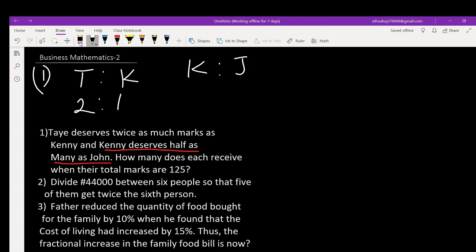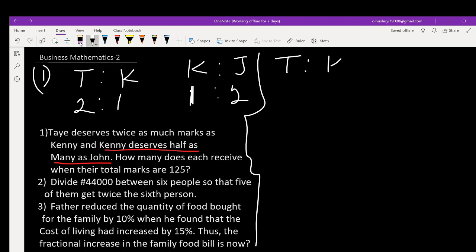So that will be 1 ratio 2. Or you can call it half ratio 1. Yes, it can go that way. Or 2 ratio 4 is still equal. So by the time you combine these ratios, what do we have? We have Taiwo to Kenny, then to John. That will be 2 ratio 1 ratio what? 2.